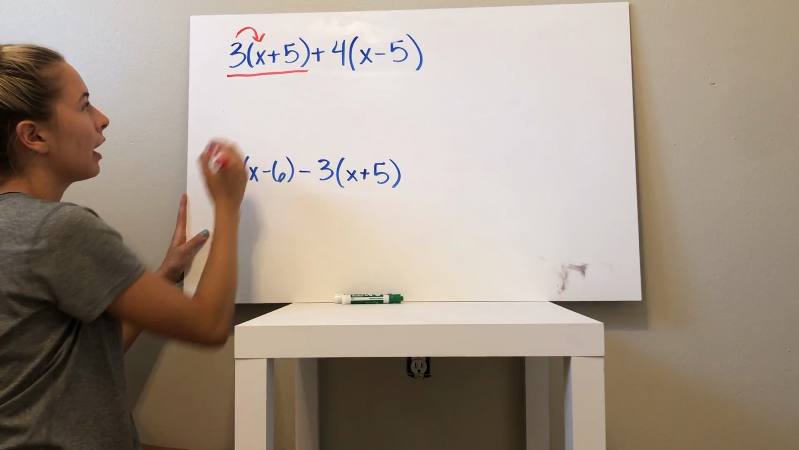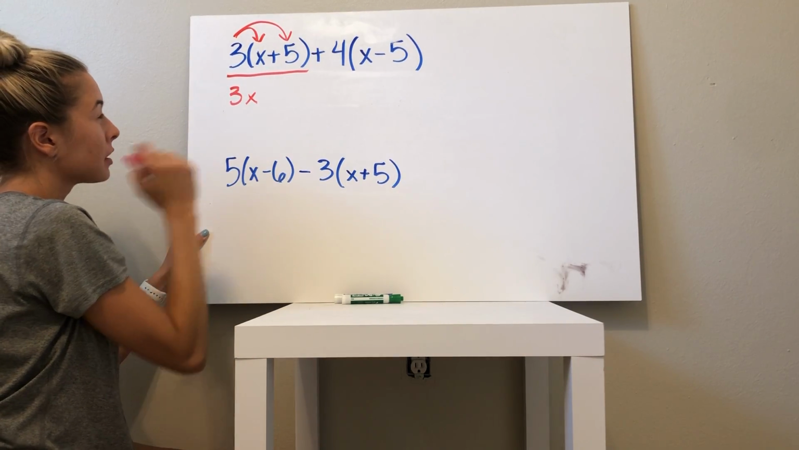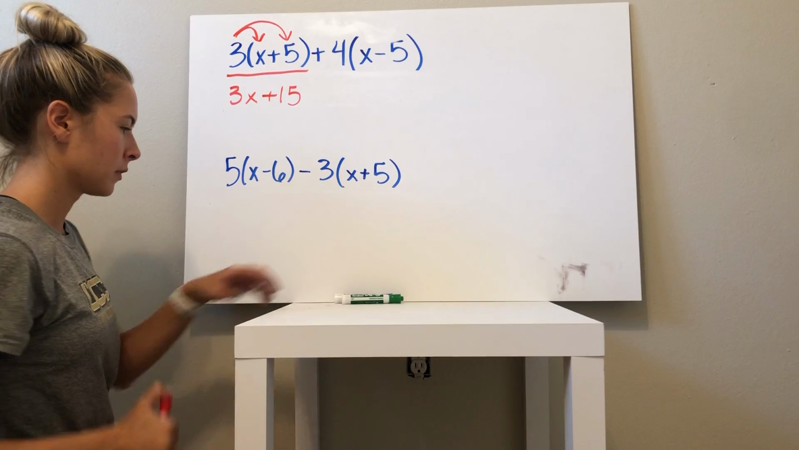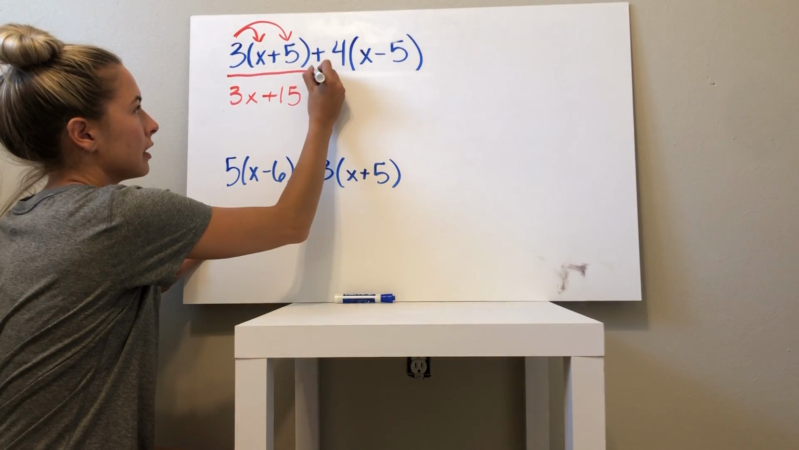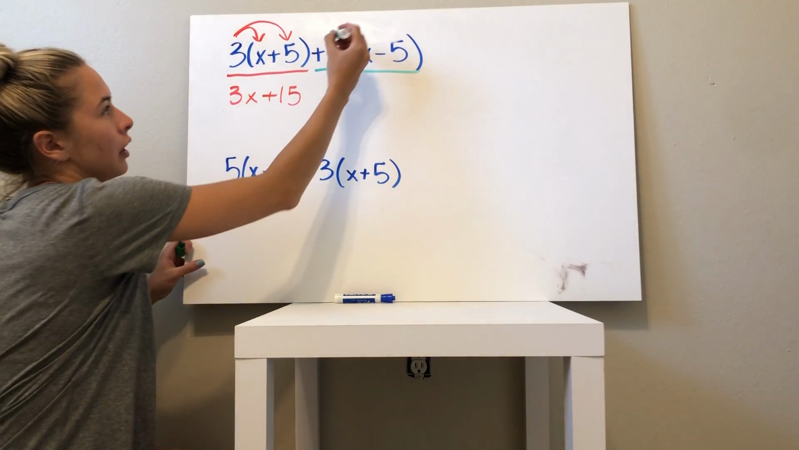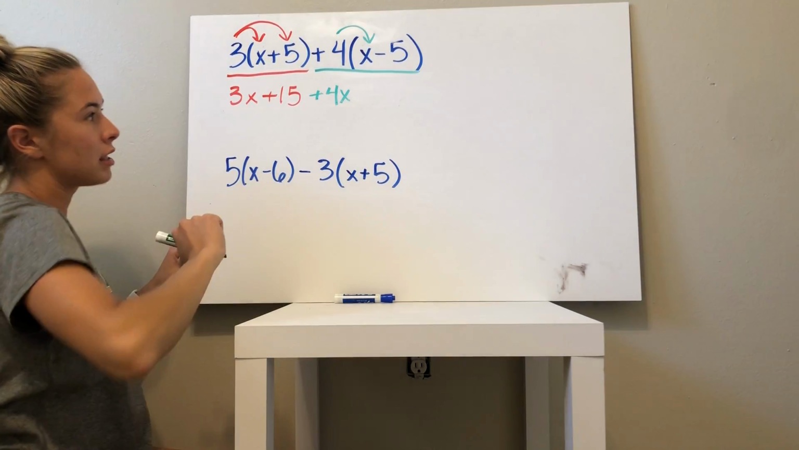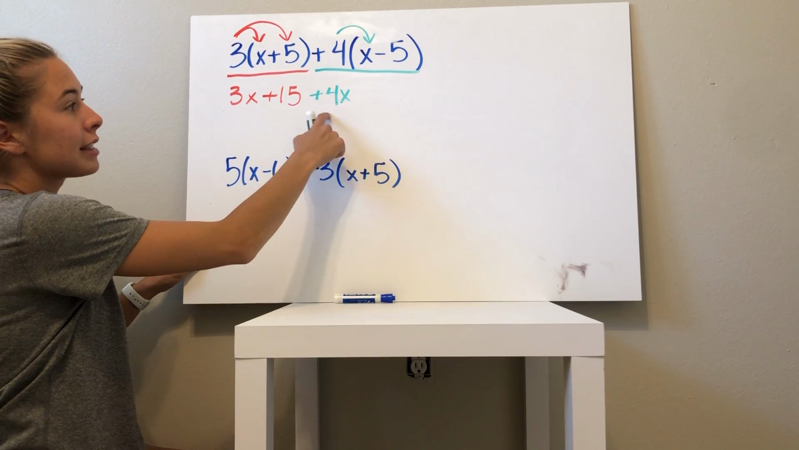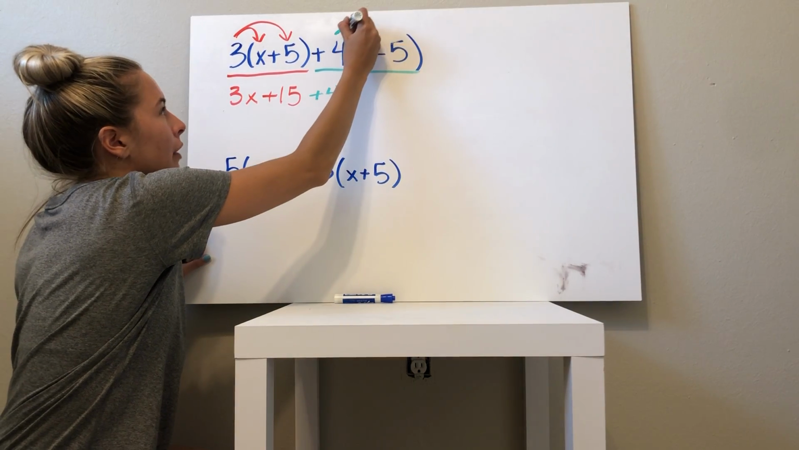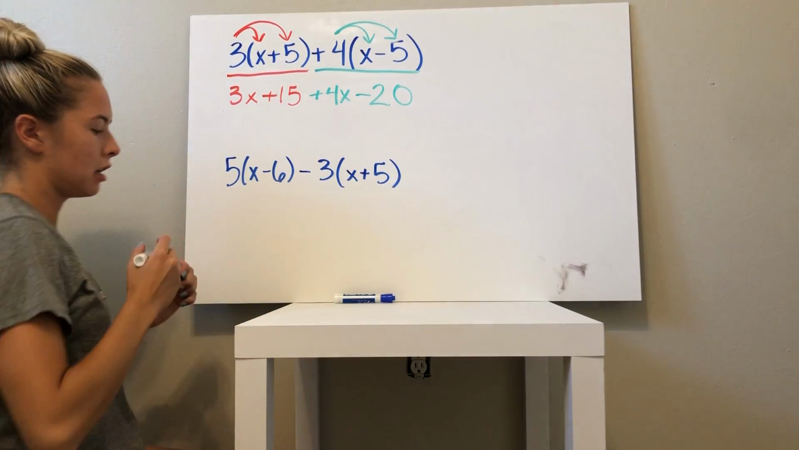So distribute the 3 to the x, gives us 3x, distribute 3 times 5, positive 15, right? Okay, now we're going to look at the second portion of this expression for step 2. So we're distributing a positive 4 to the x, so we have a positive 4x. This positive has to stay because you're adding this whole expression together. Now we have a positive 4 times a negative 5, so we have a negative 20.